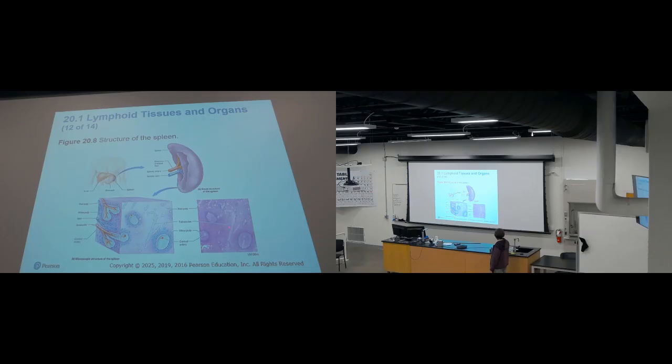So here is the actual view of the spleen. This is all red pulp majorly, and this is the white pulp. So here is the central artery. Then you have the T cells, B cells, and then macrophages, and the dendritic cells and B cells and T cells.